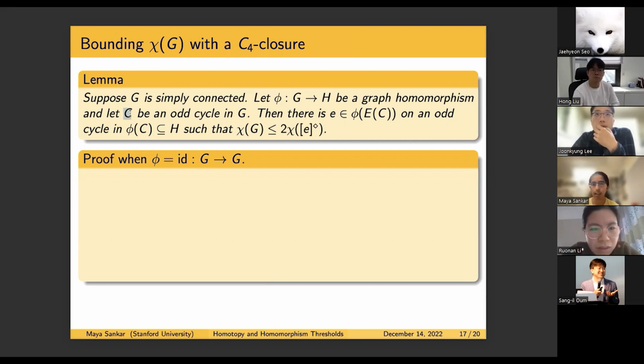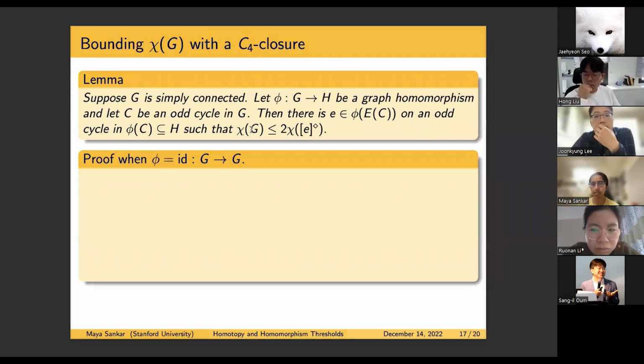Then we can find an edge E such that the edge is on an odd cycle in the image of C. If C is mapped non-injectively, then any odd cycle in the image of C is going to have length strictly less than C. So this gives us the property that we want, that E is going to be on a short odd cycle in the image. And additionally, the chromatic number of G is bounded in terms of the chromatic number of the C4 closure of E.